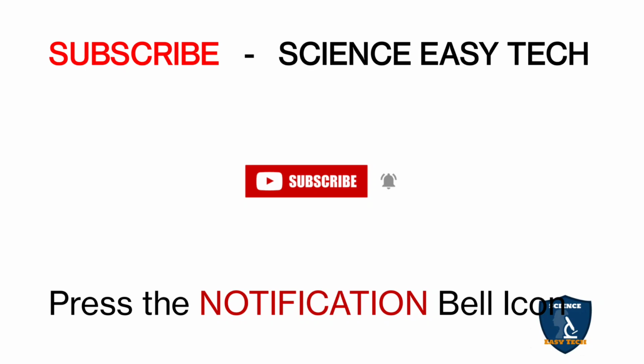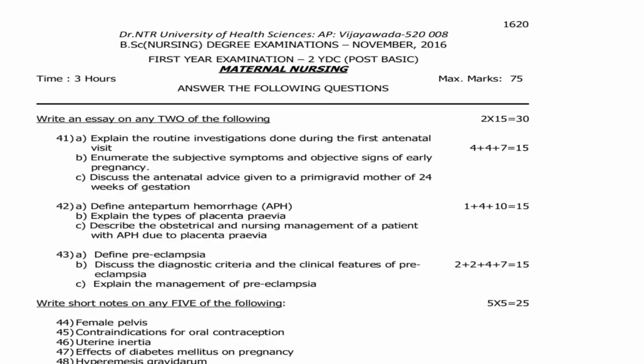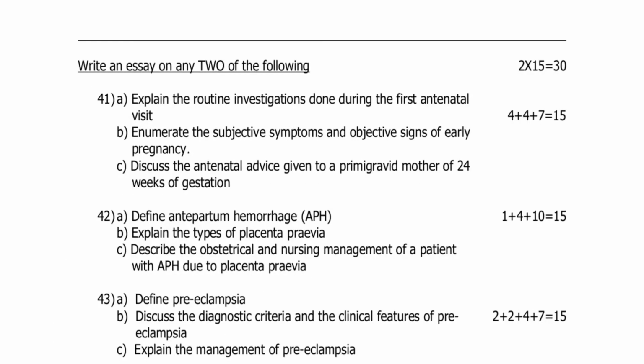Let's move on to the question paper. The question paper code is 1620, BSc Nursing degree examination November 2016, first year examination, post basic program, maternal nursing. Time allotted is 3 hours and the maximum marks is 75 marks. Let's see each section separately for better visualization.